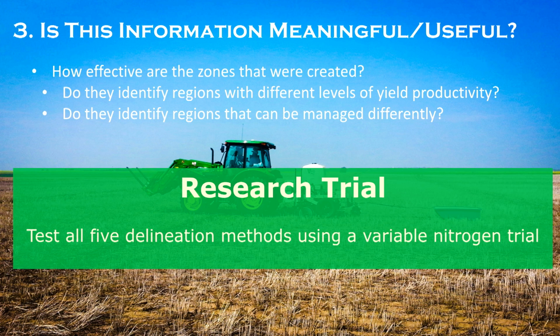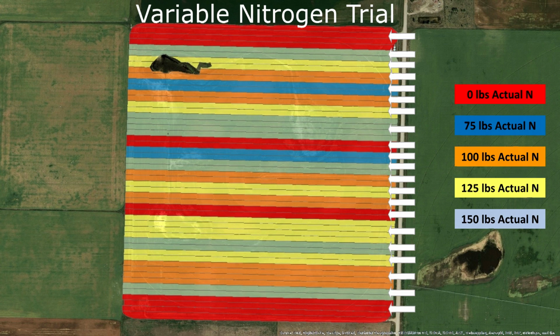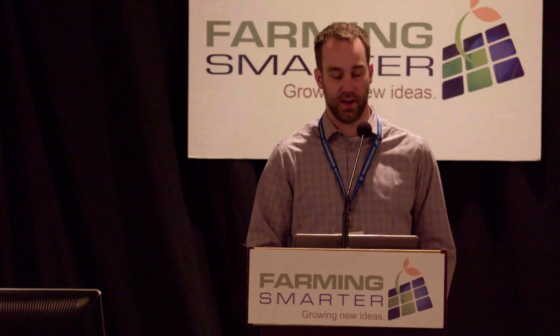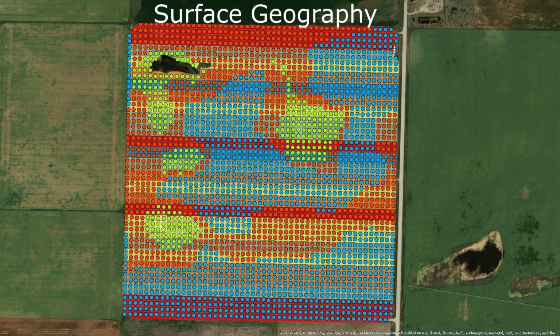So we built a research trial. Across all 10 of our fields, we built in a variable rate nitrogen trial, applying different rates of nitrogen across the field: 0, 75, 100, 125, and 150 pounds of actual N. Then we took each of our zone delineations and overlaid them on top of our nitrogen trial one by one. This strategy allows us to compare different zone delineation methods and how effective they are.